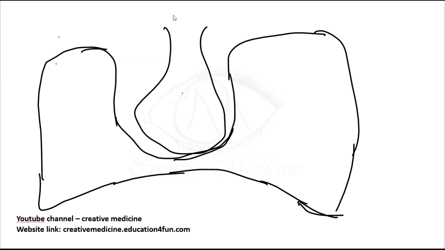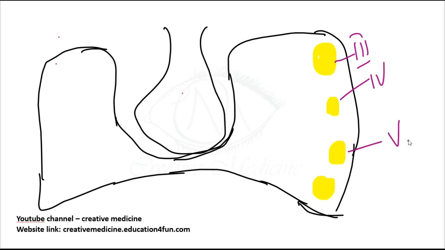Now in the cavernous sinus, on the lateral wall you will see the oculomotor nerve, trochlear nerve, ophthalmic branch of the trigeminal nerve, and maxillary branch of the trigeminal nerve. Then in the middle you will see the abducens nerve goes through the center of the cavernous sinus, and there is also an artery, the internal carotid artery, seen in the center of the cavernous sinus.